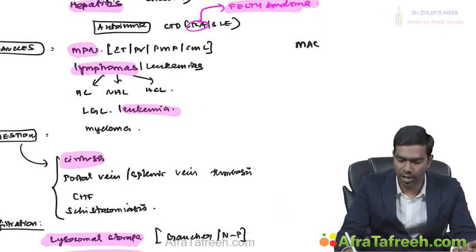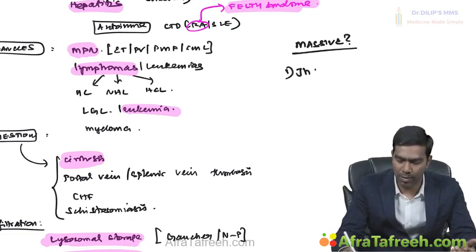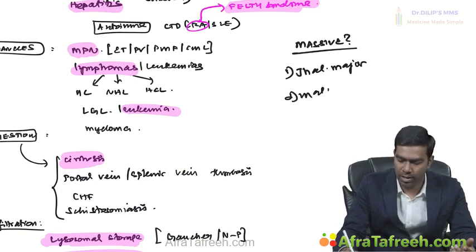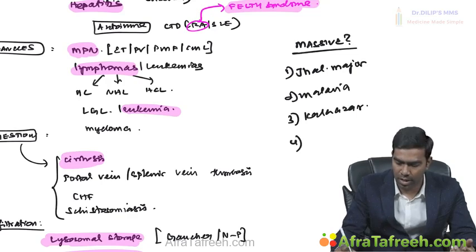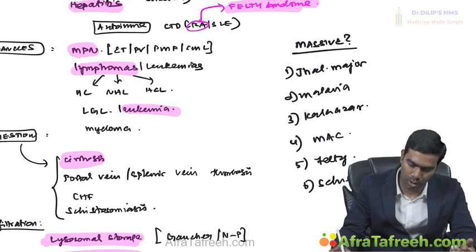But more importantly, they will ask you what conditions produce massive splenomegaly. It's a very common question. Massive splenomegaly you can see in Thal major, in malaria, in leishmaniasis, that is Kala-Azar, in Mycobacterium avium complex, in Felty syndrome, and in schistosomiasis and portal hypertension.